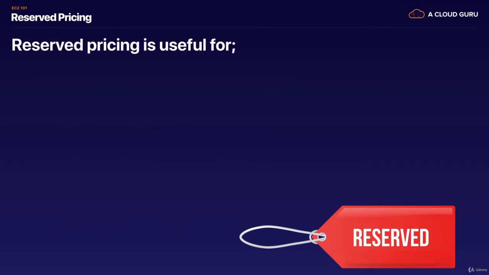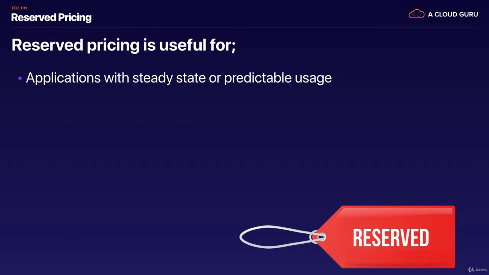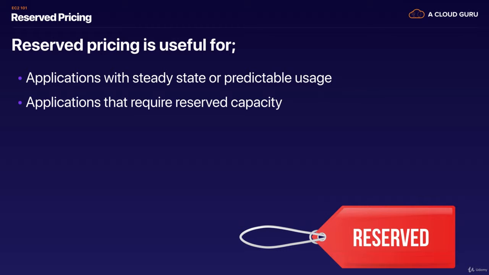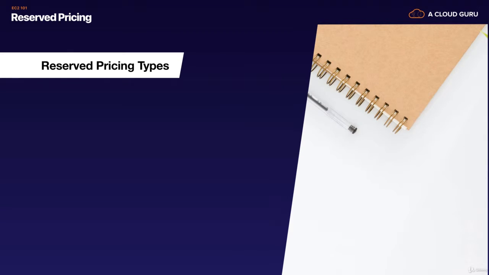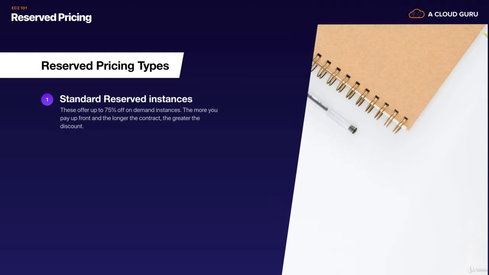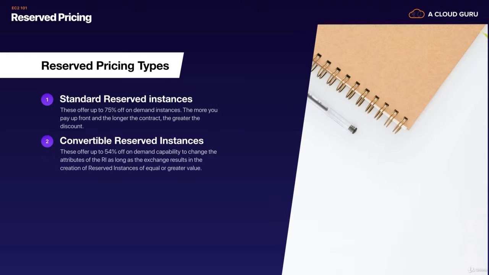them. Moving on to reserved pricing, this is useful for applications with steady state or predictable usage, applications that require a reserved capacity, and users are able to make upfront payments to reduce their total computing costs even further. And reserved pricing comes in a number of different types. So we've got our standard reserved instances, and these offer up to 75% off on-demand instances, and the more you pay up front and the longer the contract, the greater the discount.